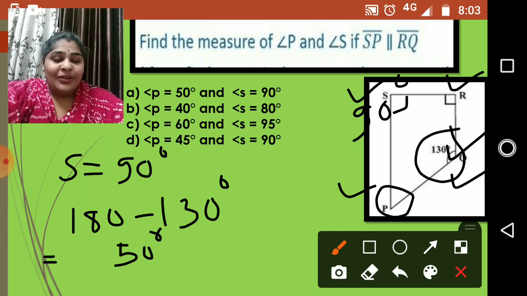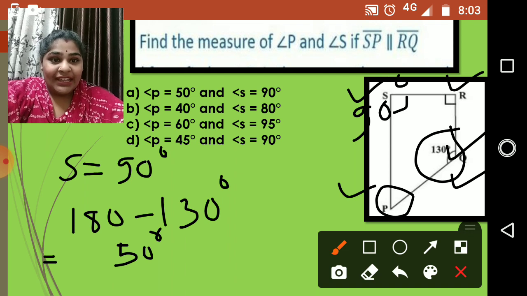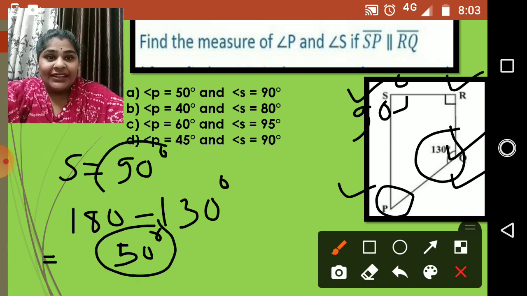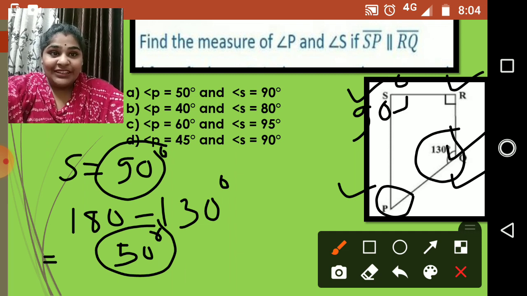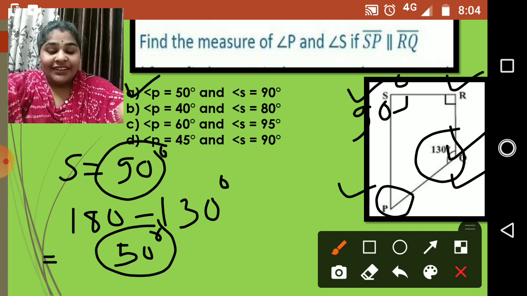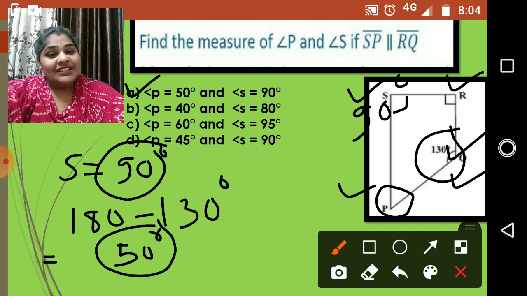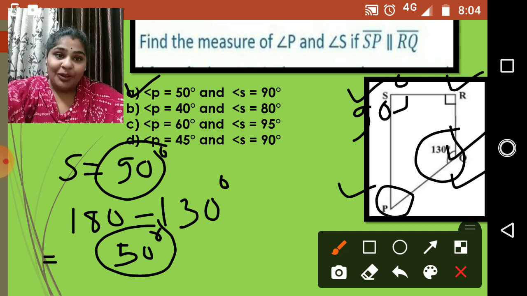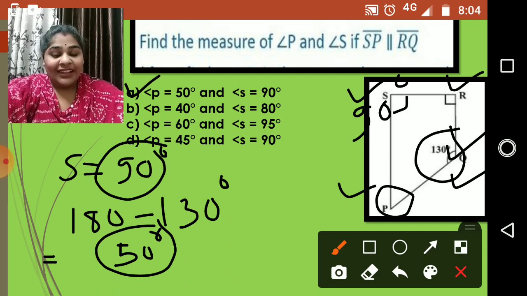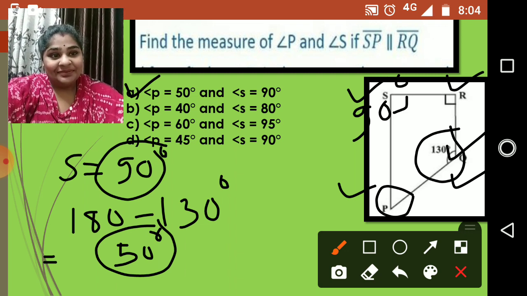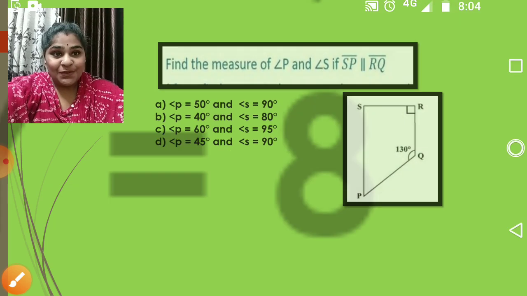right? So now angle P is 50 degrees and angle S is 90 degrees. So hence I can see the options, angle P is 50 degrees and angle S is 90 degrees as the option A. Hence I will select the option A from the given options. So this is how you are going to solve and choose the correct option. I hope this is clear, children. Let us proceed with the next one.